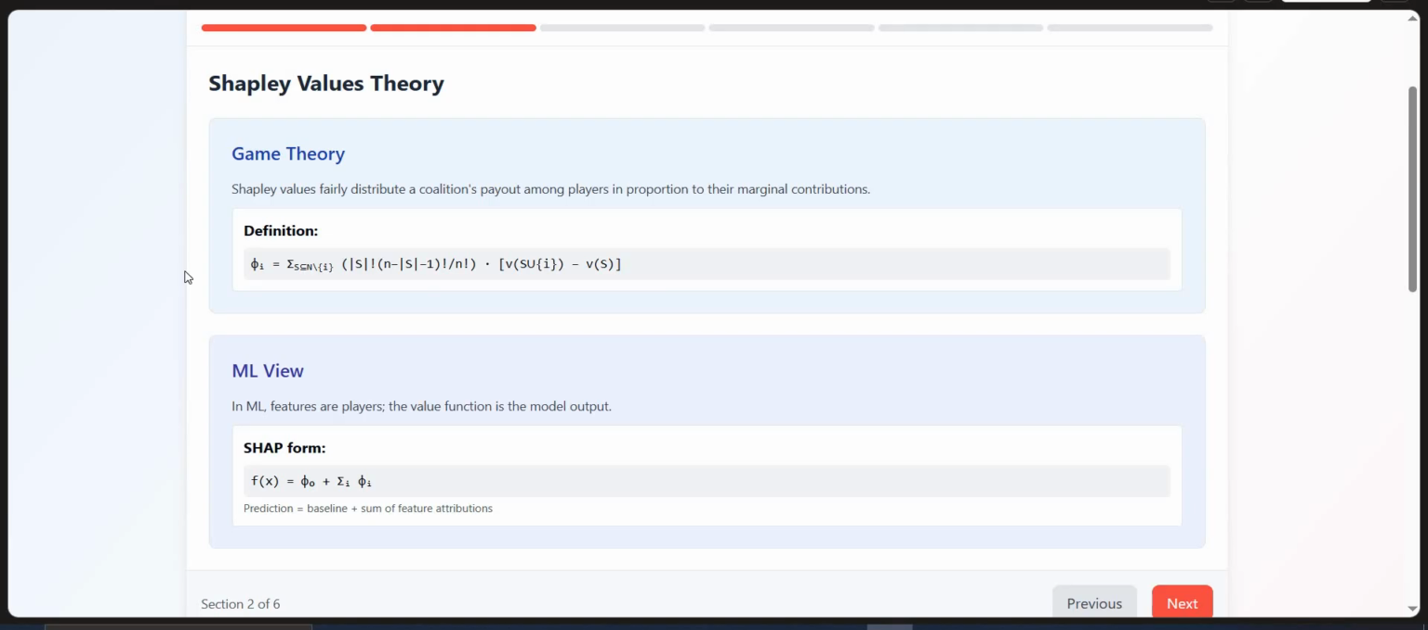The definition looks a bit intimidating, but here it is: phi sub i equals the sum over all subsets S not containing i of the term, open parenthesis, absolute value of S factorial times open parenthesis n minus absolute value of S minus 1 factorial close parenthesis divided by n factorial, multiplied by the marginal contribution, which is v of S union i minus v of S. That formula basically says we look at all the possible ways features can form groups, then measure how much a feature adds when it joins the group, and then average it out with fair weights.